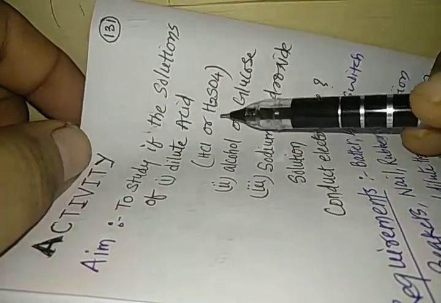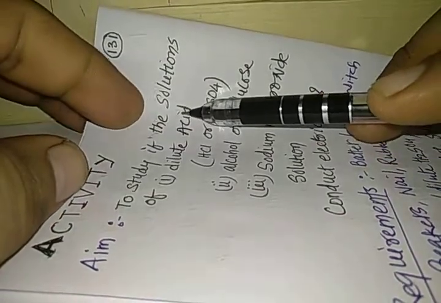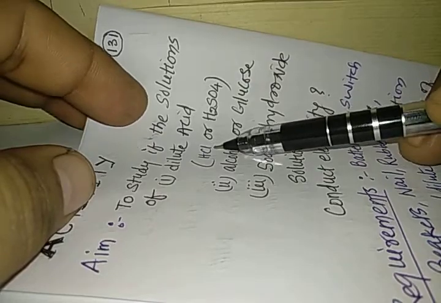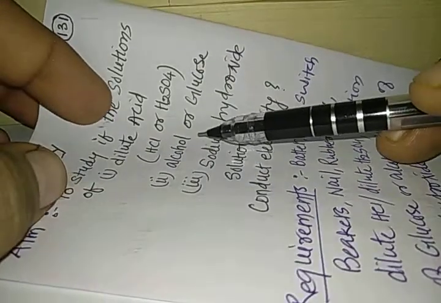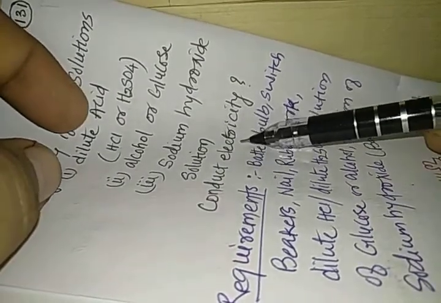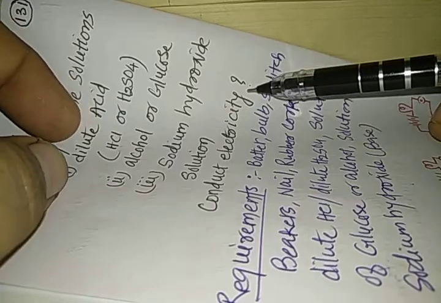So now we should understand the activity to understand what is common in acids and bases. To study if the solution of dilute acid, it may be hydrochloric acid or sulfuric acid, alcohol or glucose, or the solution of sodium hydroxide, conducts electricity or not. That is what we are going to study.